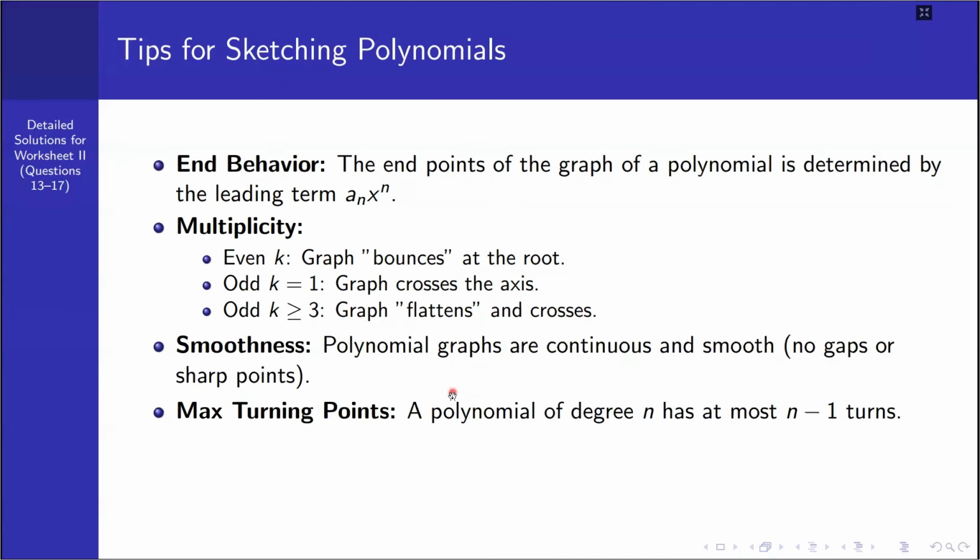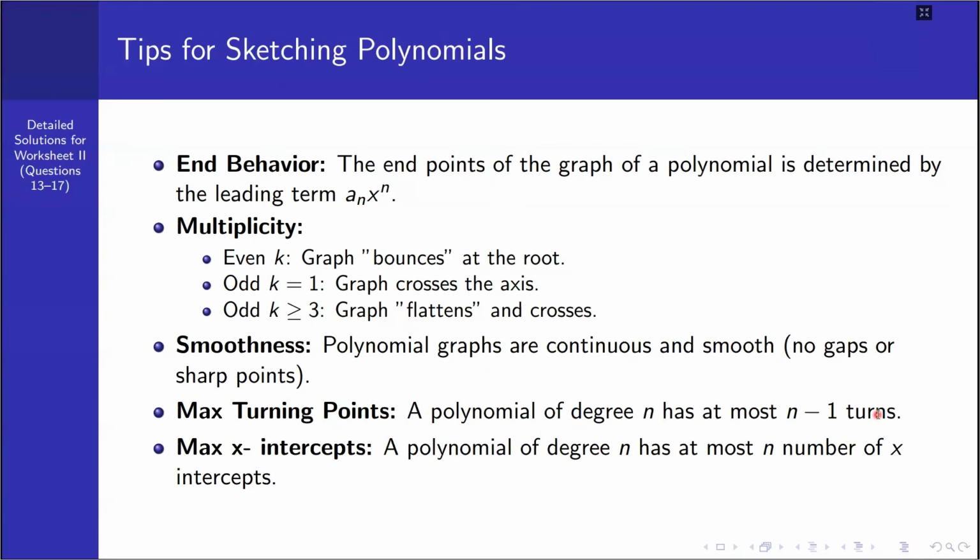And the maximum turning point could be, ቅድም እንዳልነው, a polynomial of degree n has at most n minus 1 turning points, and the maximum number of x-intercepts, or simply the roots of the given polynomial function, could be that a polynomial of degree n has at most n number of x-intercepts. That means the number of x-intercepts could be identical with the number of the zeros of the given polynomial function. ስለዚህ the maximum number of x-intercepts could be this one.